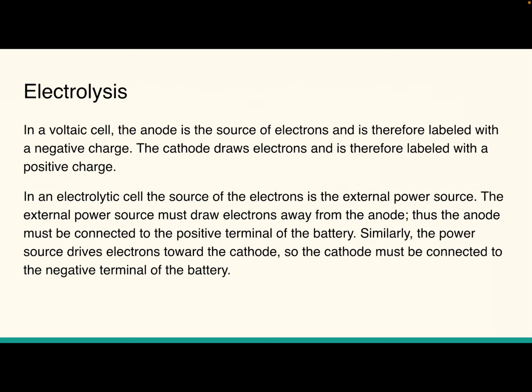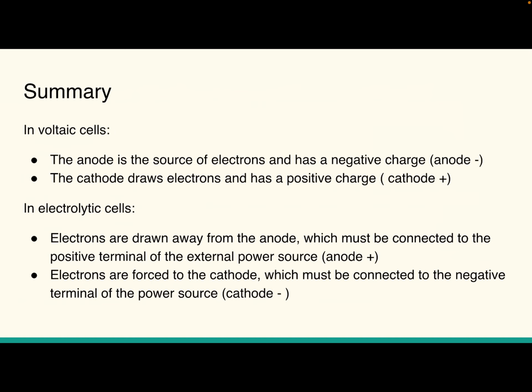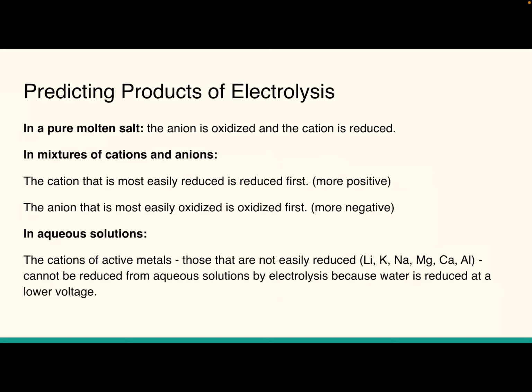So the power source drives electrons toward the cathode, so the anode has to be connected to the positive terminal of the battery. The battery is what's forcing this in the other direction. The cathode must be connected to the negative terminal of the battery. In order for this to work, the battery that you're using has to have more potential, more power than the original cell. If you don't have a strong enough battery, it's not going to push the reaction in the opposite direction. That's just kind of a summary of everything that I said.